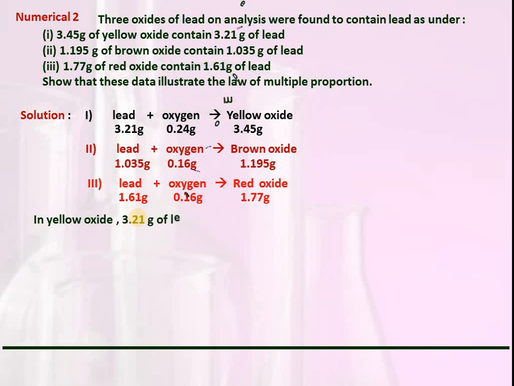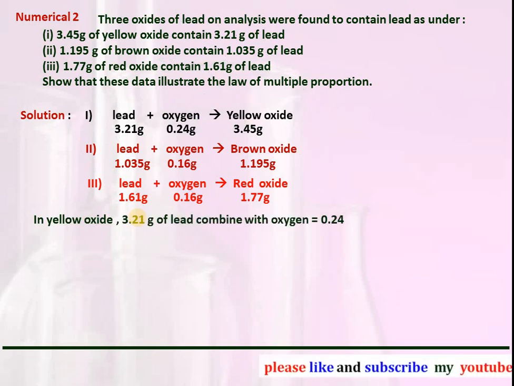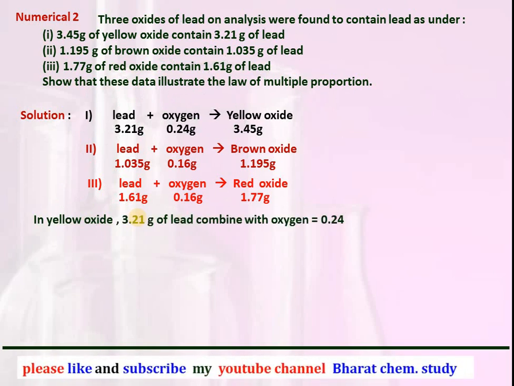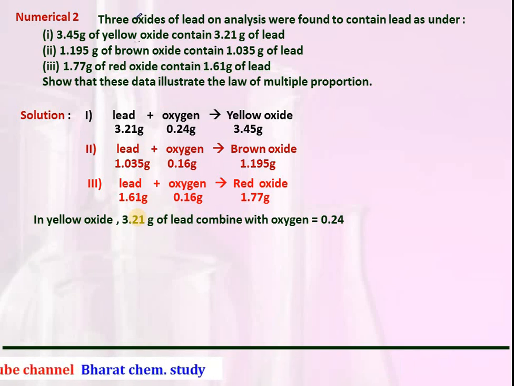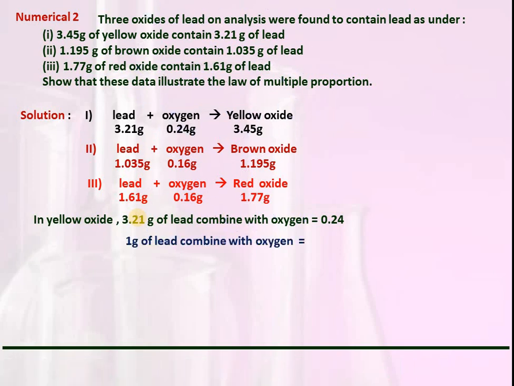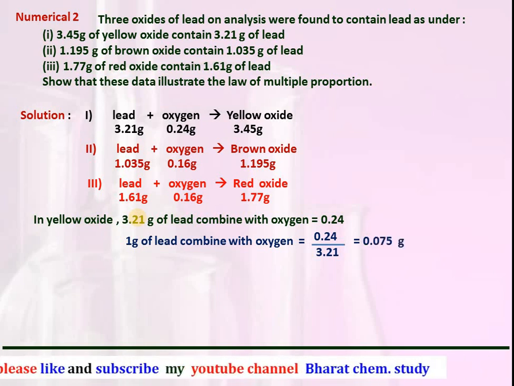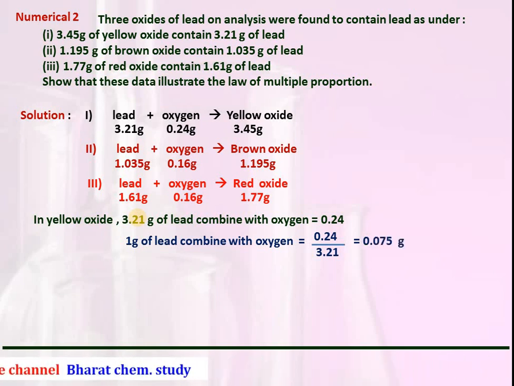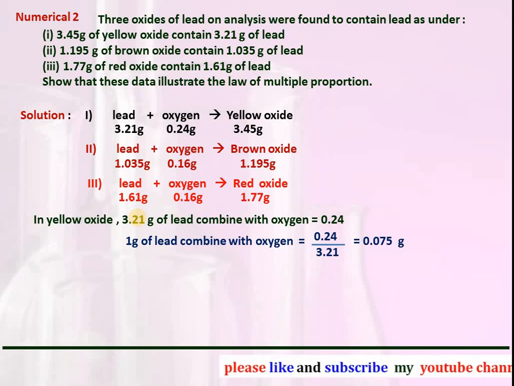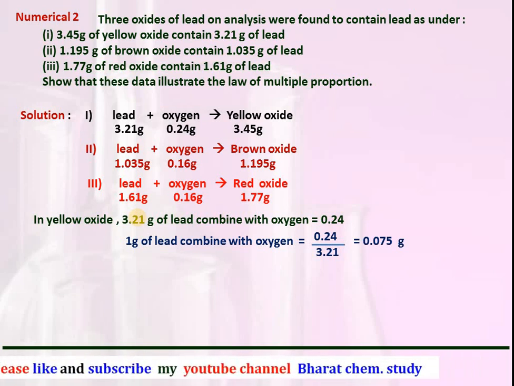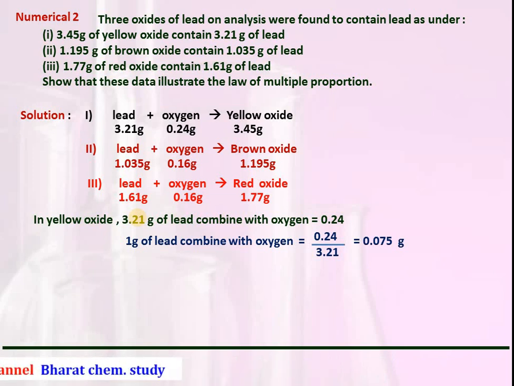So let's take yellow oxide: 3.21 gram of lead combined with oxygen is equal to 0.24 gram. So 1 gram of lead combined with oxygen is equal to 0.24 divided by 3.21, which is equal to 0.075. So in this experiment, we are going to fix the mass of lead as 1 gram and we have to calculate the mass of oxygen which is going to combine with 1 gram of lead.